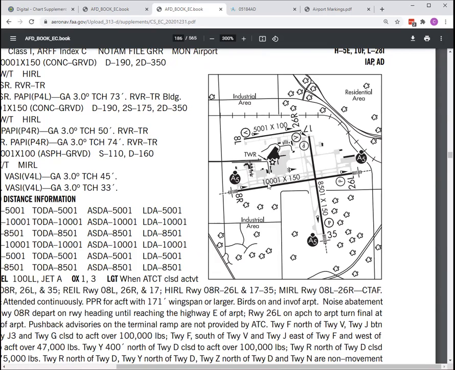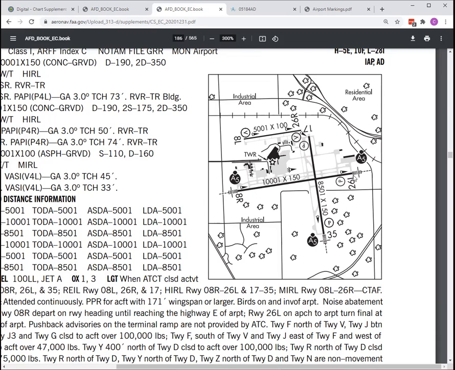The runway information includes lighting, it includes the name, and it also includes the length. So right here, we have the length and the width of each runway. 8 right, 26 left has a length of 10,001 feet, and a width of 150 feet. Runway 35 and 17 has a length of 8,501 feet and a width of 150 feet. And then 8 left, 26 right has a length of 5,001 feet and is 100 feet wide.